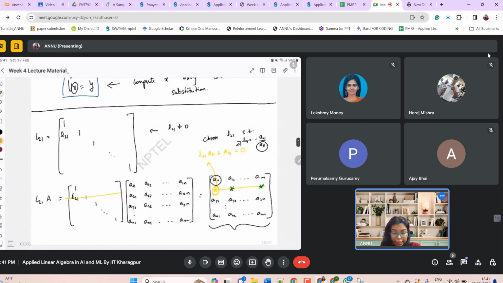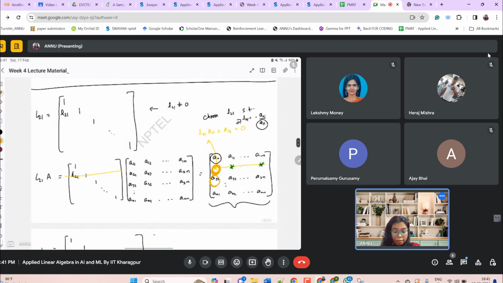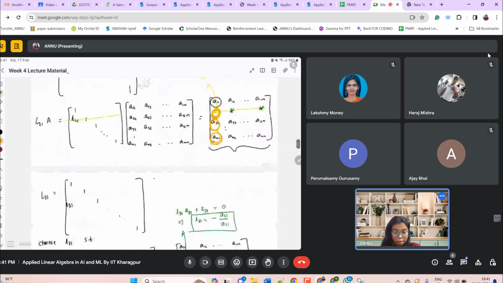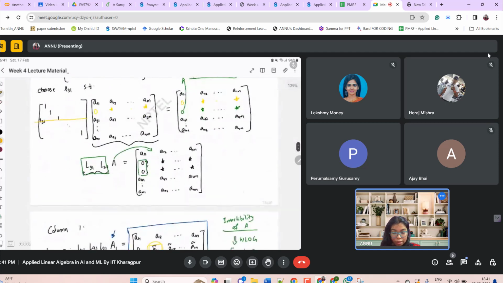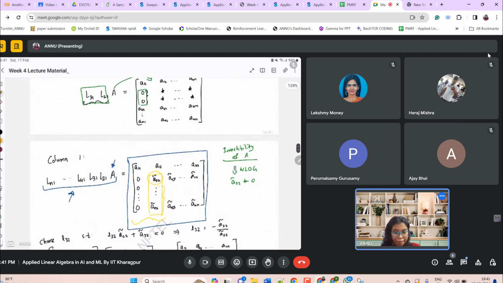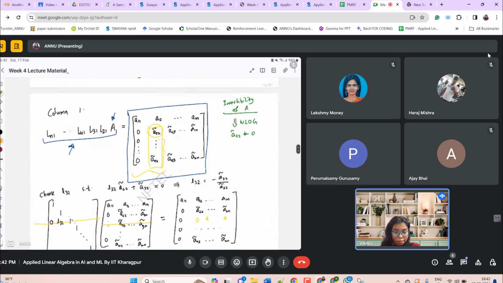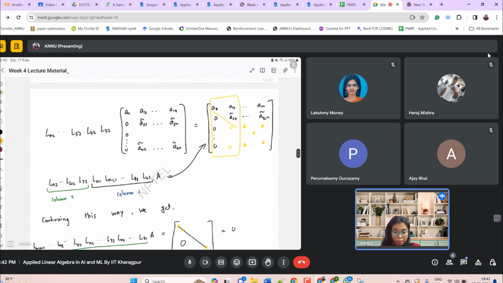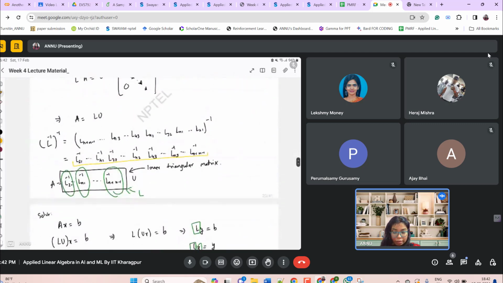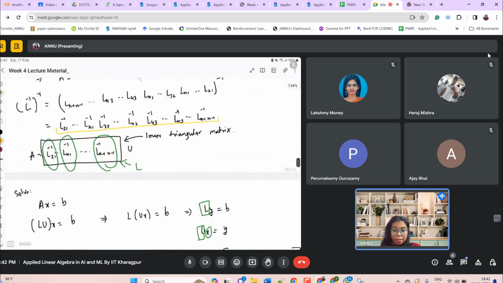It is firstly creating 0 in the first column, then it is creating 0 in the second row, then it is creating 0 in the third row like this. And at the end you will get this L31, L232. These are very simple. If you go into the lecture, you'll understand. Anyway, this is not all important also, so I'm skipping it. If you have any doubt, you can tell me. But yeah, you should understand how it is going.